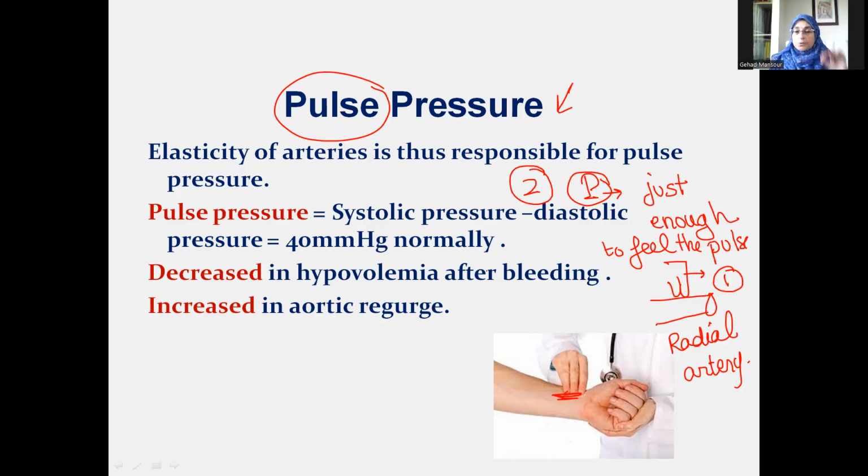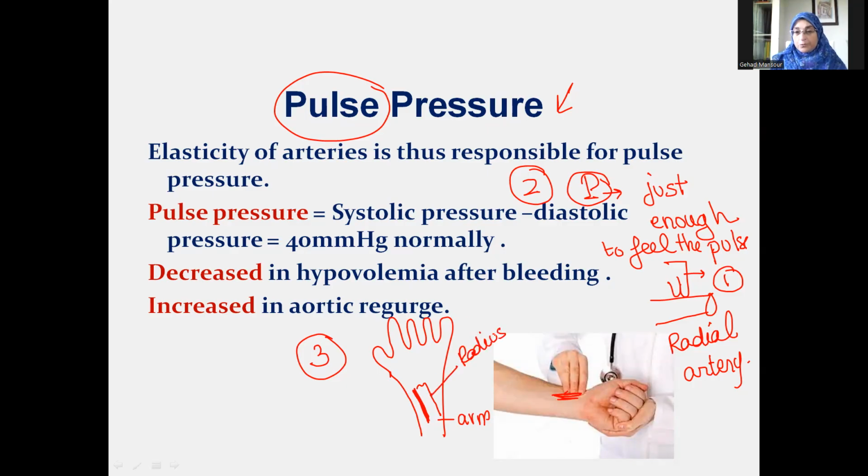The second is the pressure you apply, neither too light nor too hard. Number three, of course, you should know the position of the radial artery. If this is the thumb, okay, and this is the arm, you will have here a groove in which you can find the artery, and you will feel the artery by compressing it against the bone. This is the radius bone. You will never feel the pulse until you push it lightly against the bone.